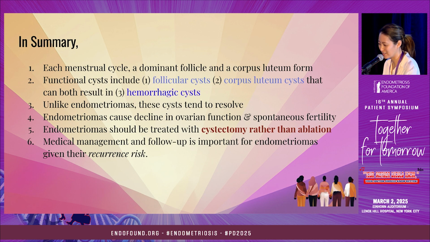Okay, in summary, each menstrual cycle, a dominant follicle and a corpus luteum form, okay? Functional cysts, cysts that happen physiologically, are follicular cysts and corpus luteum cysts, and they can both create hemorrhagic cysts. Unlike endometriomas, these cysts tend to go away. Endometriomas unfortunately cause a decline in ovarian function and spontaneous fertility. We will have some very good fertility talks later today. Endometrioma should be treated with cystectomy rather than ablation and drainage. And then medical management and follow-up is important for endometriomas given their recurrence risk, okay?